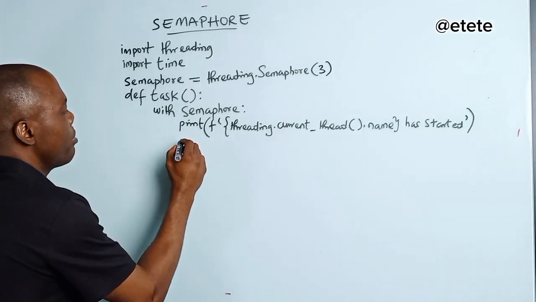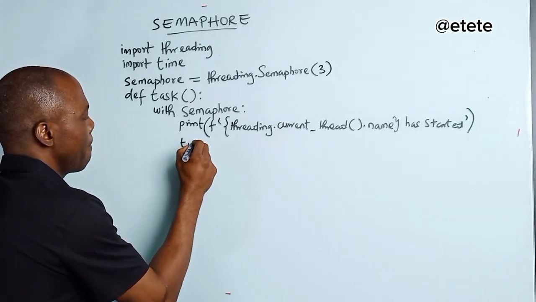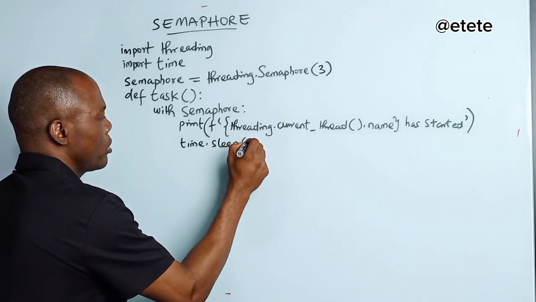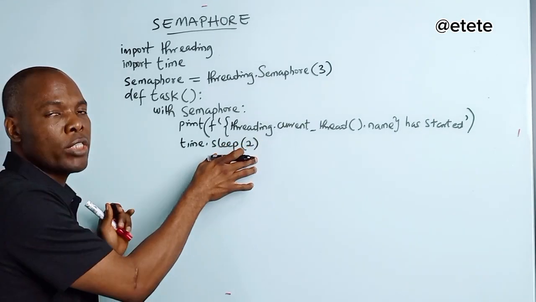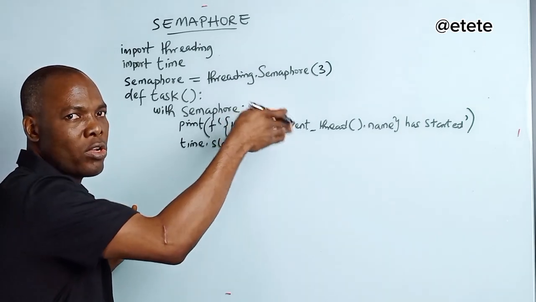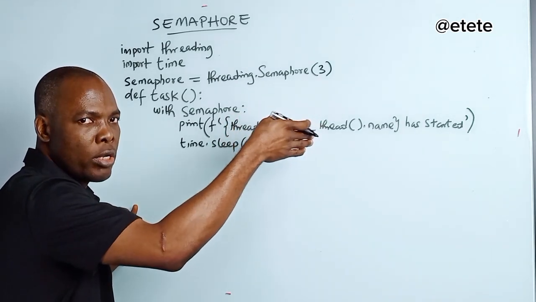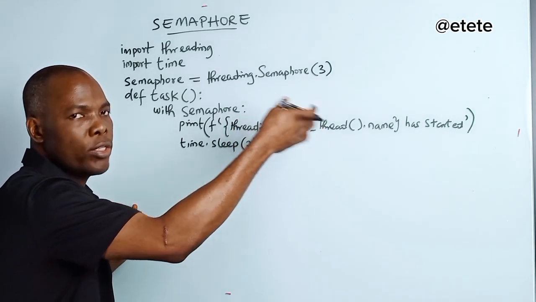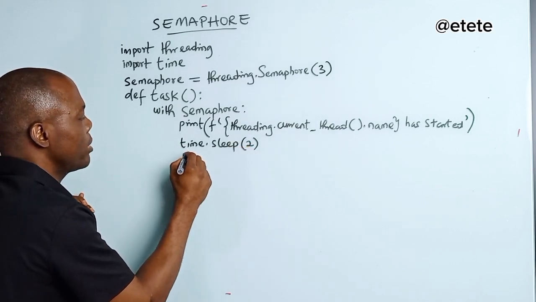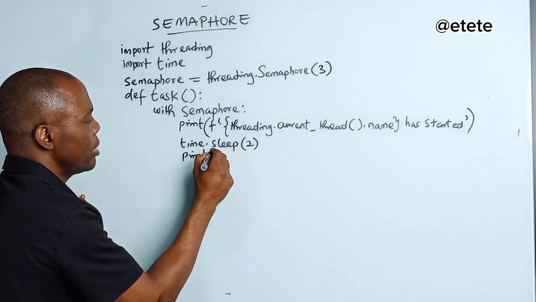Then I will come here, I will say time.sleep. So sleep for 2 seconds. So this 2 seconds is assumed to be the duration for the performance of the task, which is blow the trumpet, break the pitcher, and use the torch. That is what I'm assuming here. Then I will say print. So they are finished.